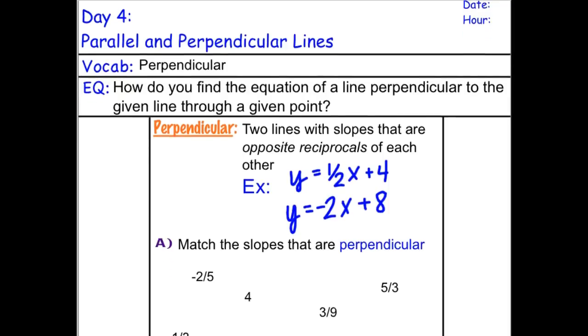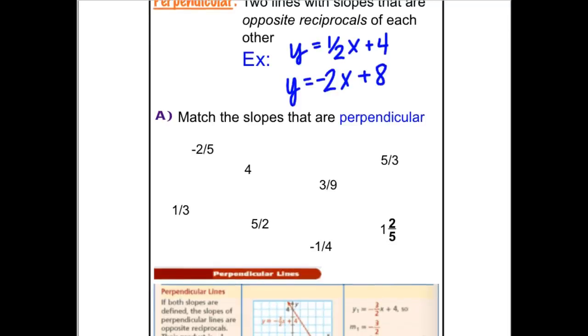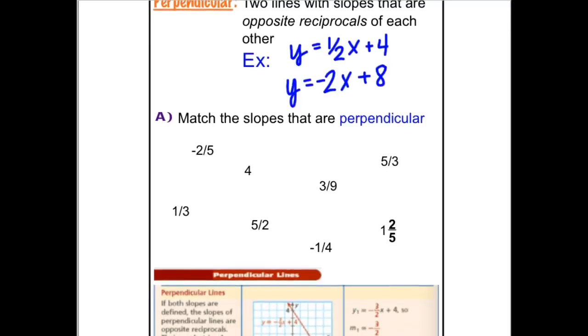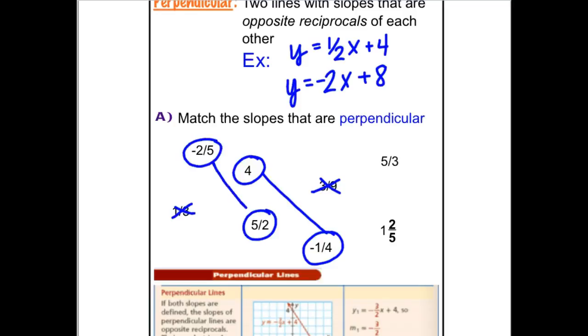So, matching slopes. Well, that means that -1/4 and +4 are going to be perpendicular to each other. We knew yesterday that these were parallel to each other, so those don't work. We also have 5/2 and -2/5. Now, the question always comes up of 1 and 2/5.